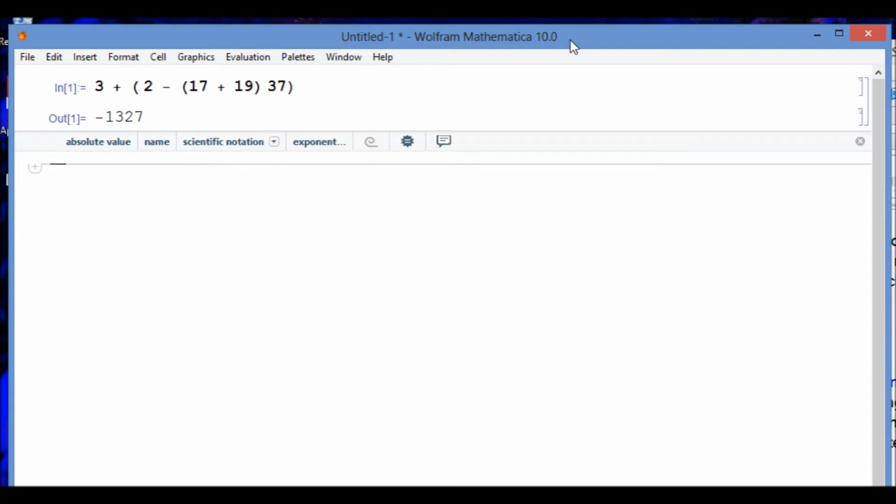This is an example of entering some arithmetic expressions. Make sure to use parentheses for grouping terms, and do not use brackets when there are multiple parentheses. Also notice that the multiplication symbol can be omitted.